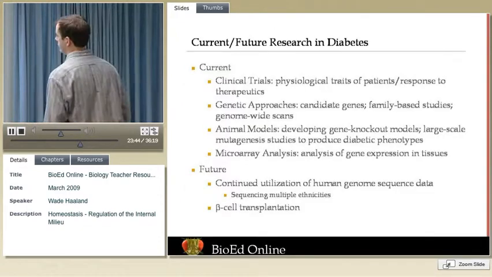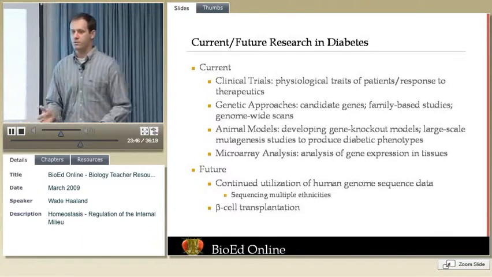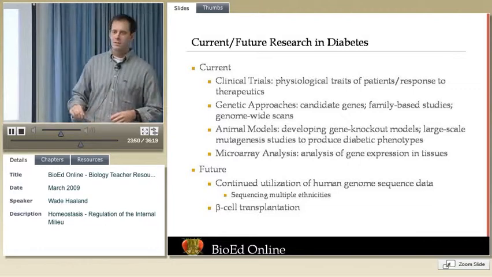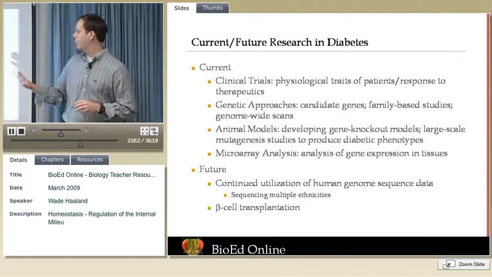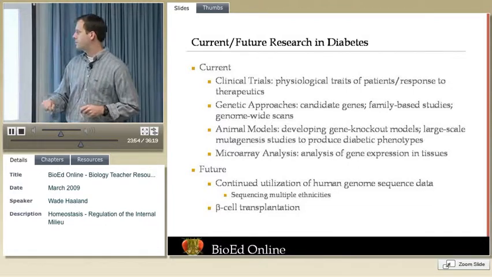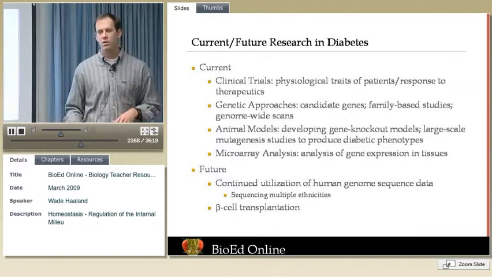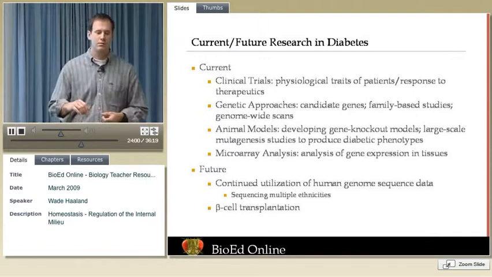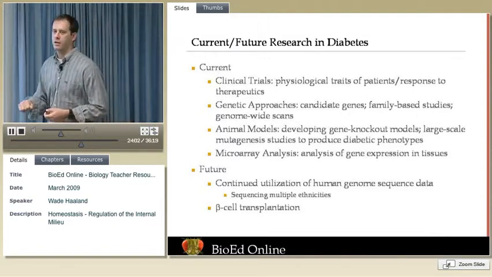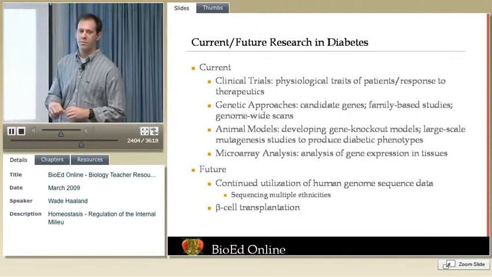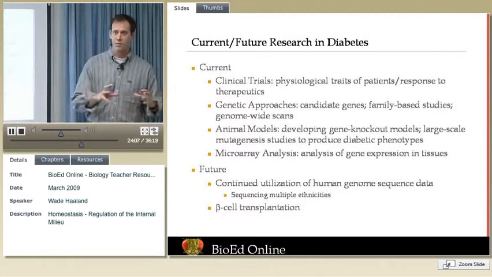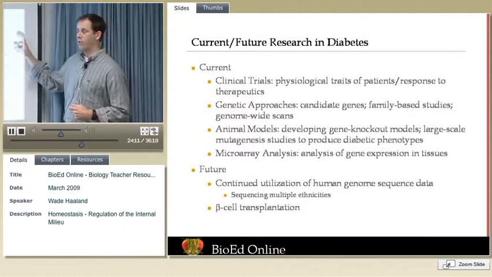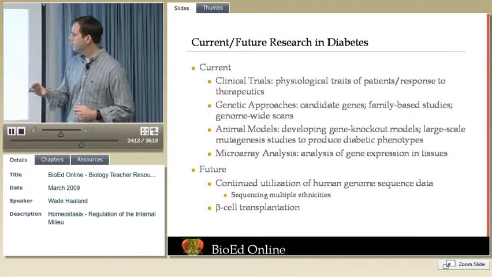So currently, where is diabetic research? Clinical trials. These things are going on all over the nation, all over the world. Physiological traits of patients, response to therapeutics. There are all new drugs that are coming out all the time that are getting evaluated. We've heard the things about Celebrex and things like that. It's not always a good response, so we have to be extremely careful. So these clinical trials are really important for the health of the patient.